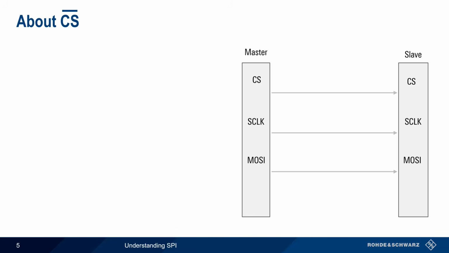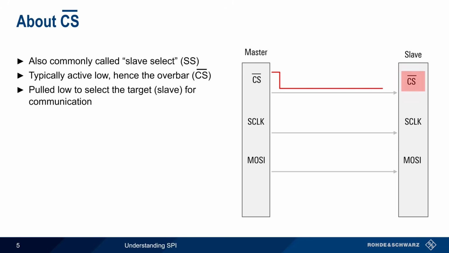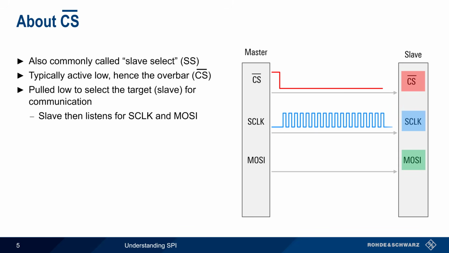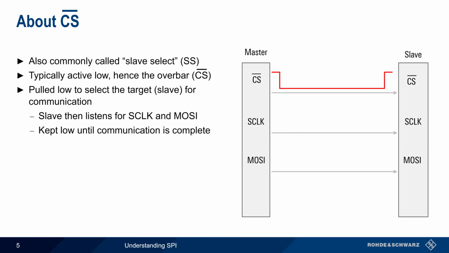The first line we'll look at is CS, or chip select, which is also commonly referred to as slave select. Unlike most of the other signals in SPI, CS is typically active low, and therefore you'll often see it written with an overbar. As mentioned a few moments ago, communication with a target or slave is initiated by the master pulling the CS line low. The attached slave then listens for the clock and MOSI signals from the master. When communication is complete, CS is returned to its idle state.